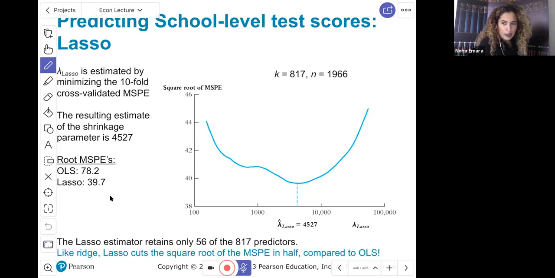All right. So in the application of the lasso estimation methodology on the school level test scores, what you can see again is a U shape. What we're looking for is the same: I'm looking for a penalty parameter that minimizes the square root of the mean squared predicted errors. And this happens to be at a lambda of 4,527, which corresponds to a square root mean predicted error of 39.7 on the y-axis. Again, comparing the OLS 78.2 versus the 39.7, definitely the lasso estimator is better because I have a smaller square root mean predicted error.